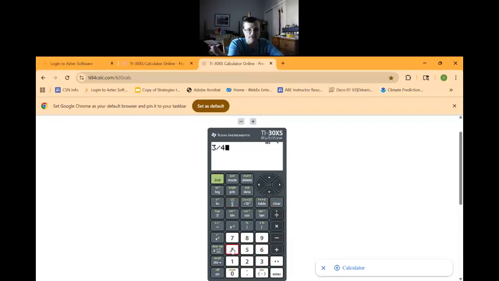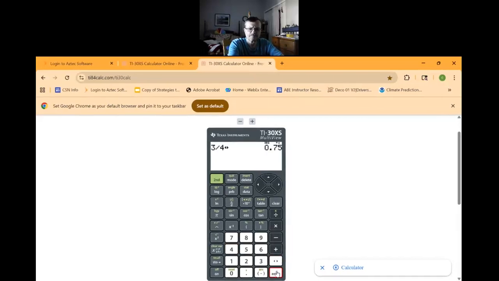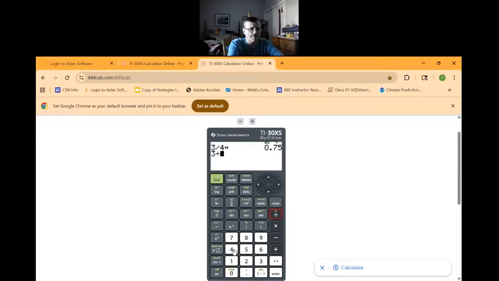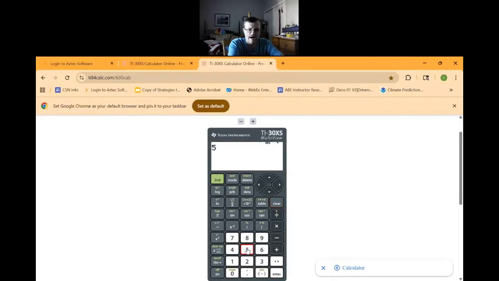3, ND, 4. That's a popular fraction. 3/4 is 0.75, right? So let's switch it, and there's your decimal equivalent. 3 divided by 4. It's always the top number divided by the bottom number, forever and ever, just like that. So you can put in any fraction you like, like 5 over 8, and get a decimal out of it.